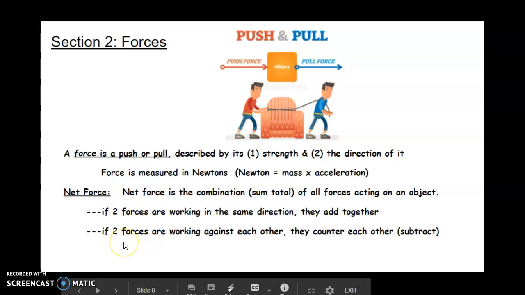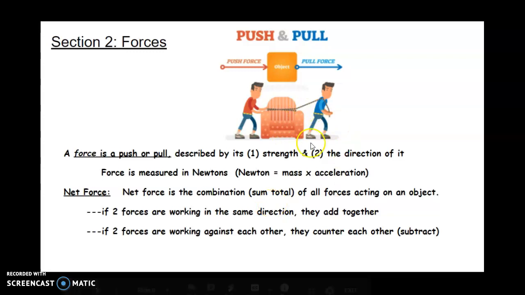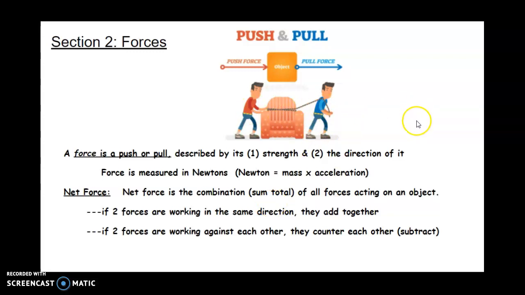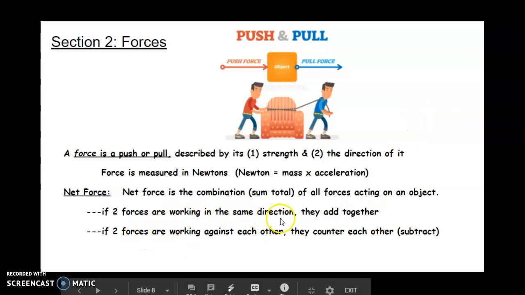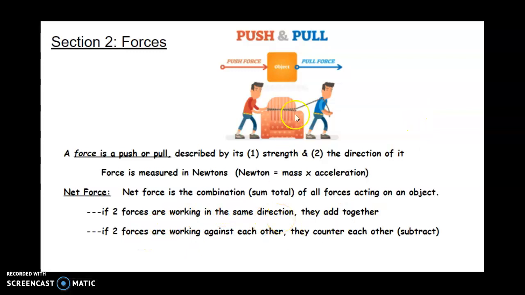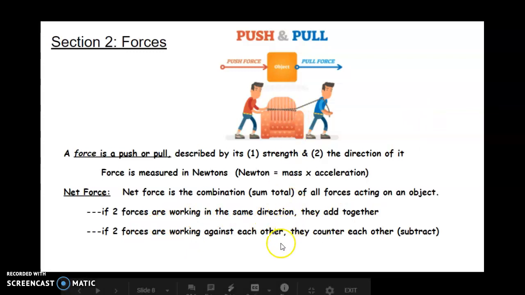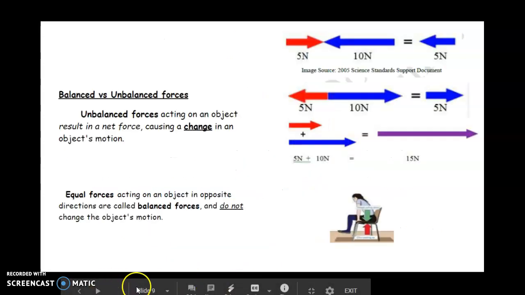Next we're going to talk about net forces. A net force is the combination, the sum total of all forces acting on an object, and I kind of gave you an example up here already. But if two forces are working in the same direction, they add together. That should be common sense to you. And if two forces are working against each other, they counter each other or they subtract. Okay? So balanced versus unbalanced forces.